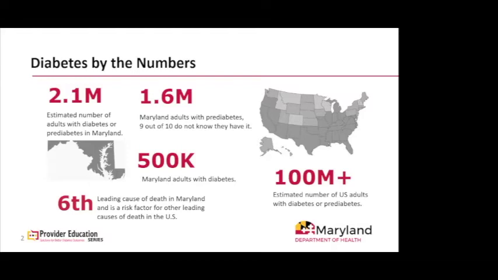Diabetes is the 6th leading cause of death in Maryland. That's important and it's striking, but I think it's even more important to know that cardiovascular disease is the top leading cause of death, and it and diabetes are so intertwined and impact each other that really diabetes is having even more of an impact on mortality in the state.